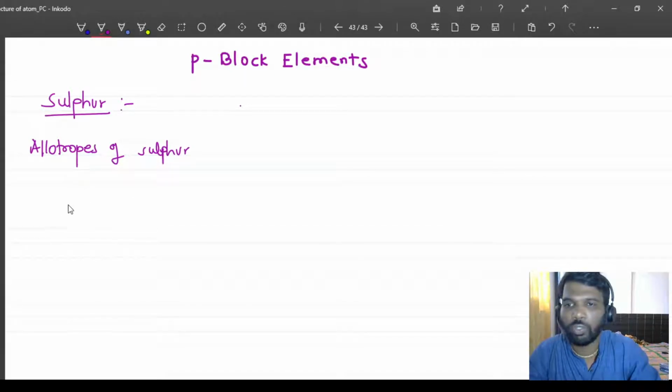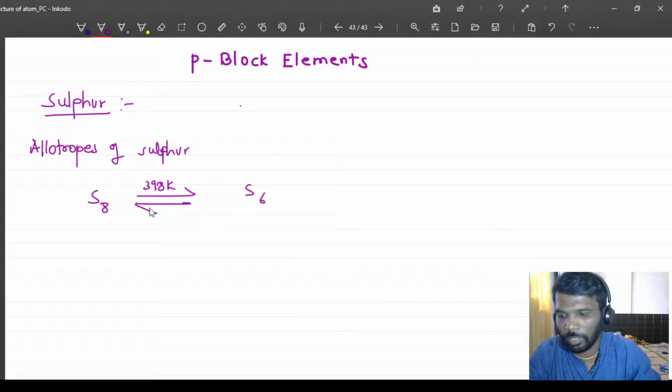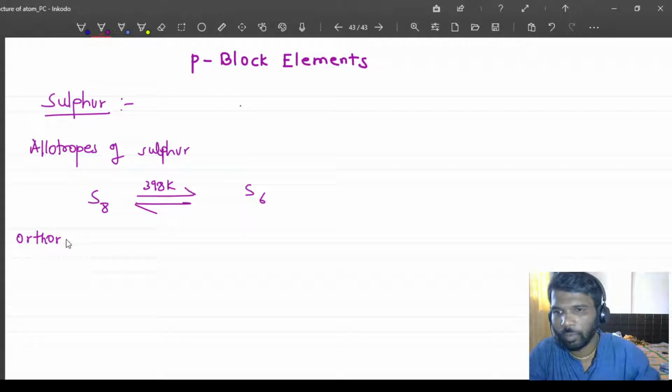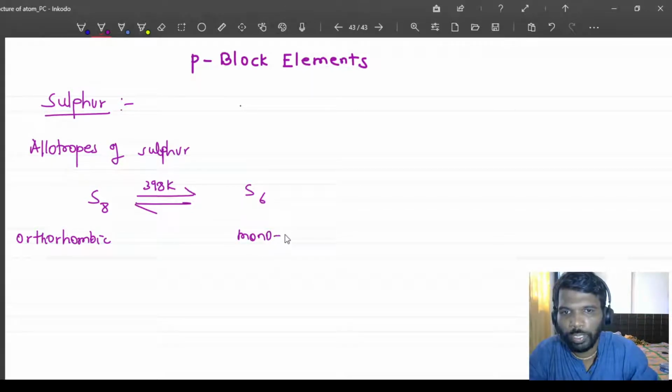Sulfur exists in these two forms, that is S8. If you heat this compound to 398 Kelvin, you will get the compound which is S6. This is orthorhombic structure, and this is monoclinic structure.